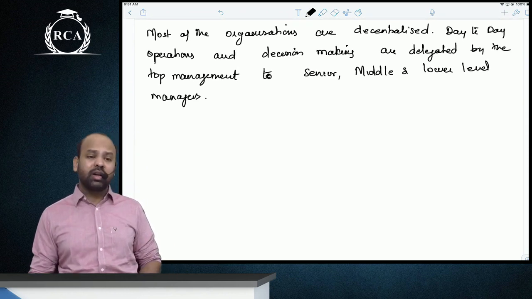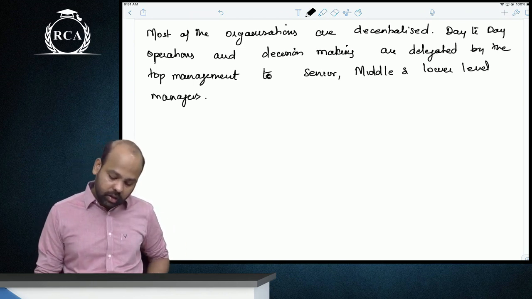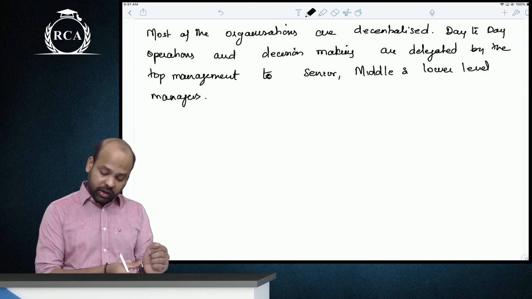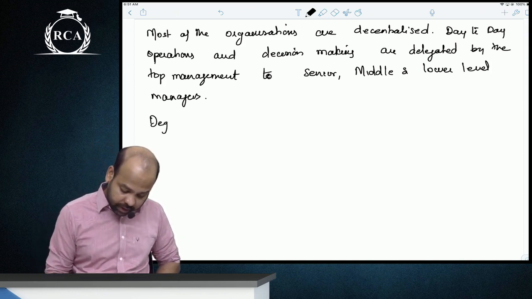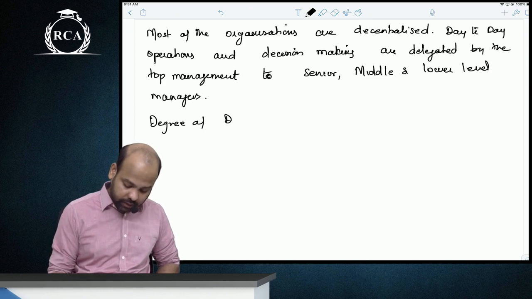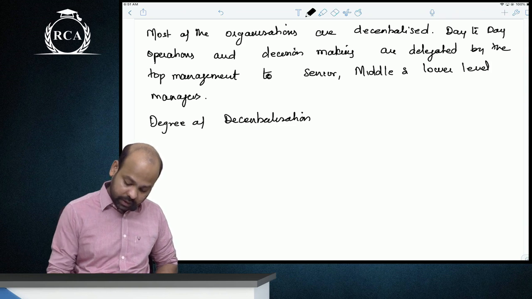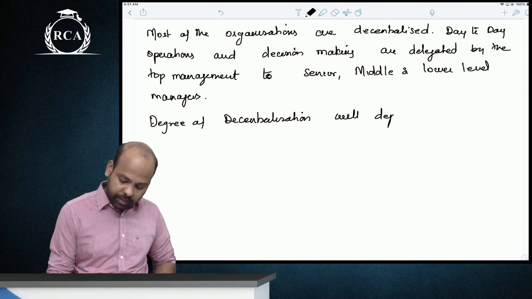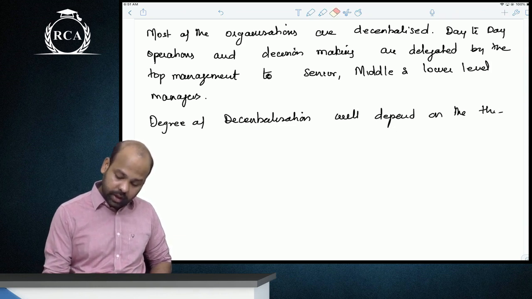So most of the organizations are decentralized. Day-to-day operations and decision making are delegated by the top management to senior, middle, and lower level managers. The degree of decentralization will depend on the organizational structure. This is what we've learned in the previous chapter.